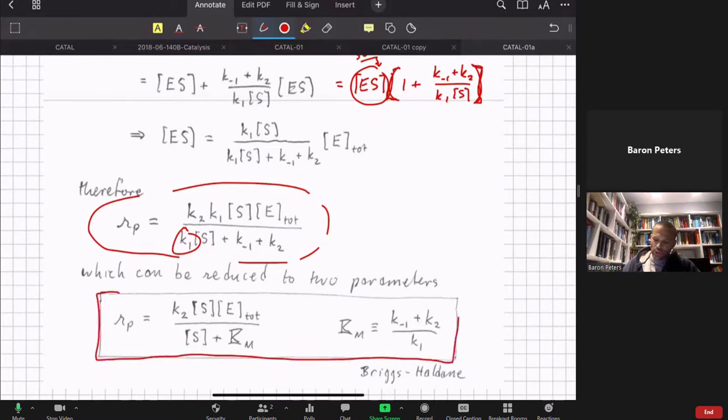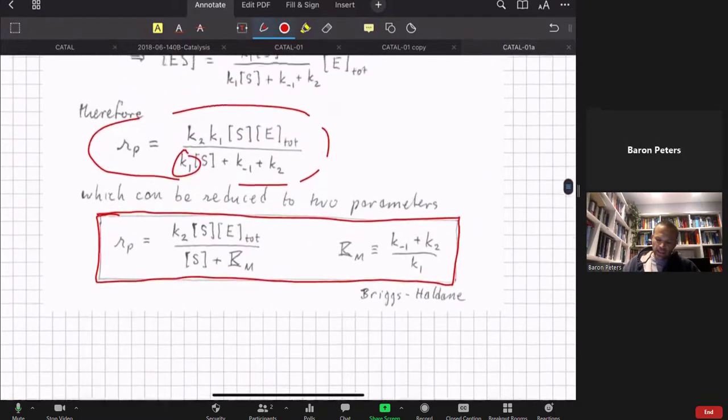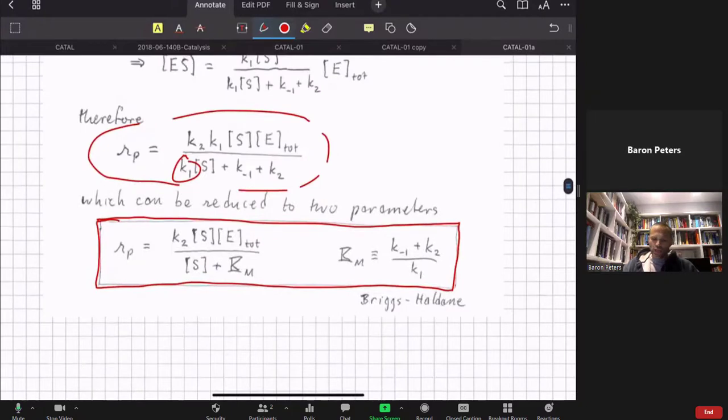And this is called the Briggs-Haldane expression for the rate law in enzyme kinetics. I want you guys to remember this expression. We had a rate law that is going to be first order at very low substrate concentrations. As the substrate concentration gets much, much larger than K sub m, it's going to change to being 0th order.